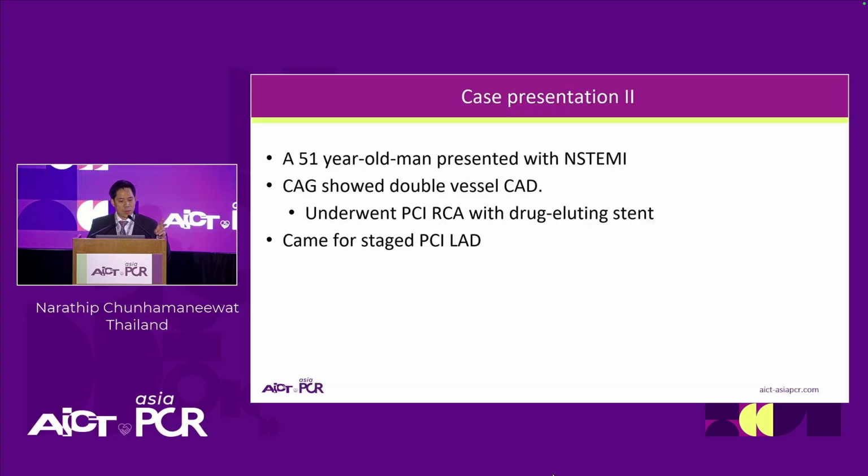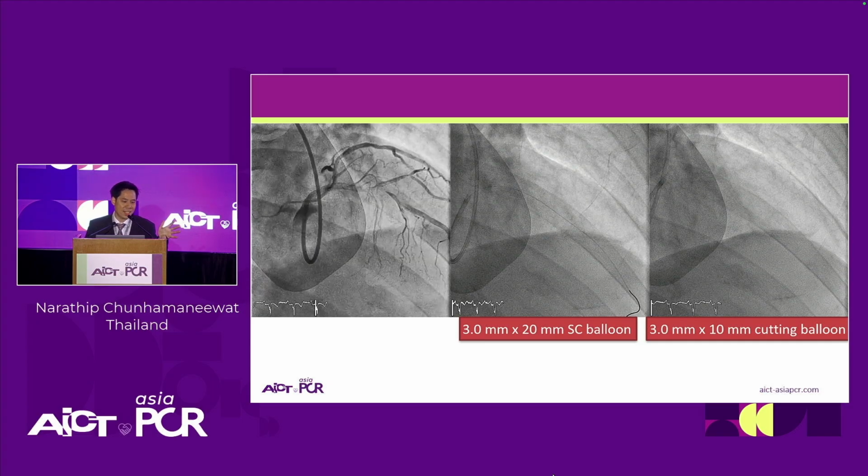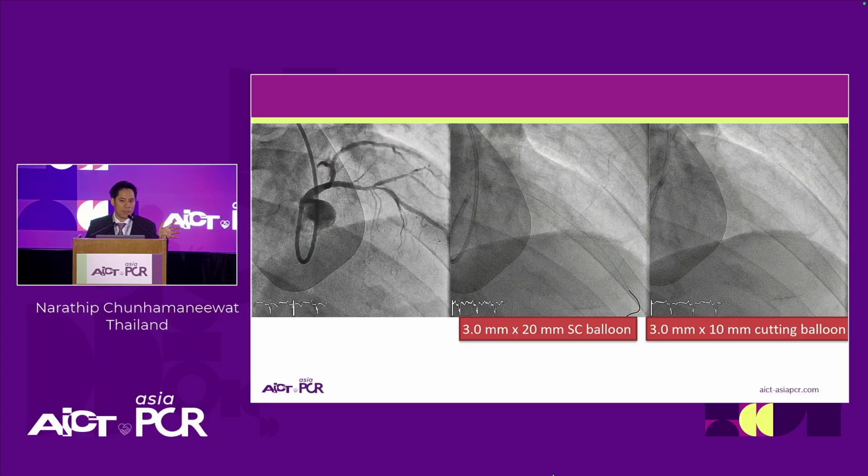So this is the second case, the fast one. A 51-year-old, only 51, came in because of non-STEMI. So I did PCI to the RCA first with a drug-eluting stent and brought him back for staged PCI to the LAD. Look at the lesion, it was not calcific. So I thought it would be easy, and again, it was not. Only 51, so I planned to use a drug-coated balloon.